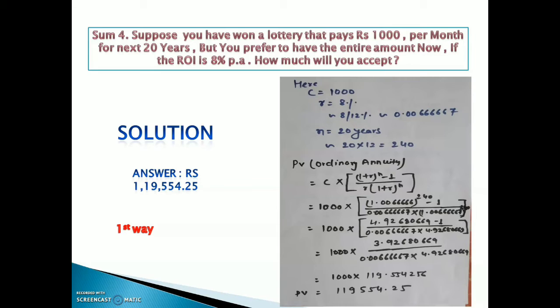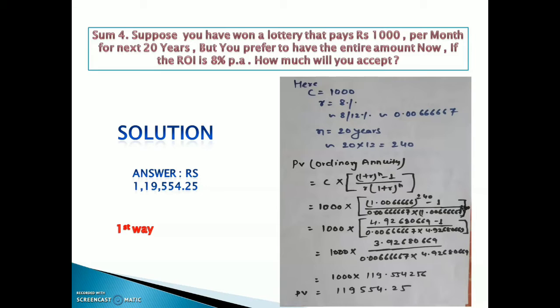Cash flow is given as 1,000, rate of interest is given as 8%. Since the cash flow is on a monthly basis, we divide 8 by 12, since 8% is per annum. So we get 0.00666667, and the cash flow will be for 20 years. That means there should be a total of 20 multiplied by 12 equal to 240.